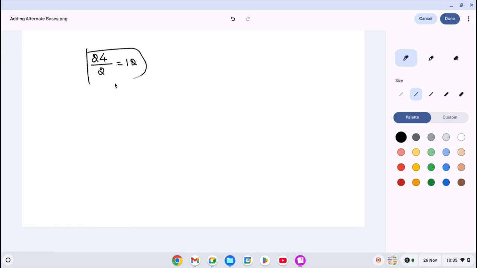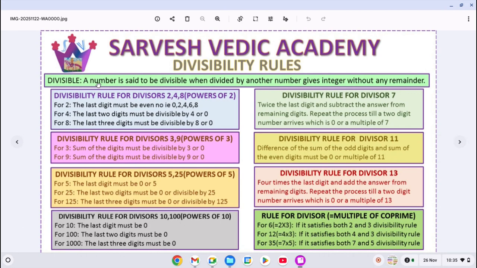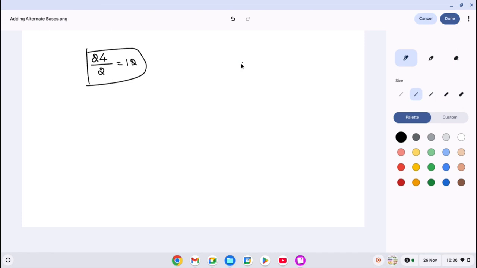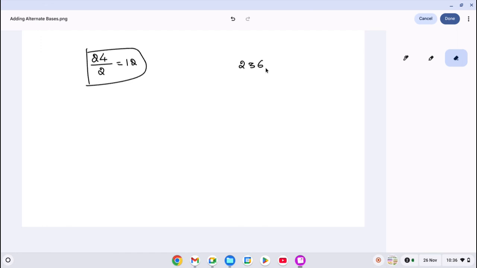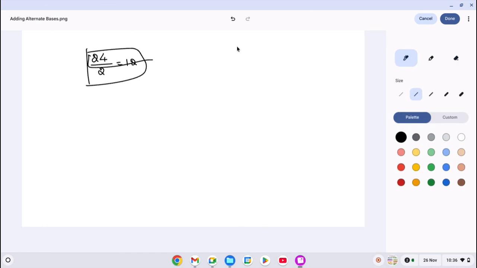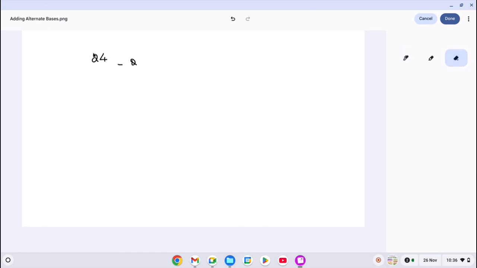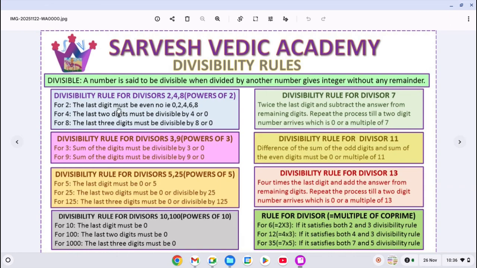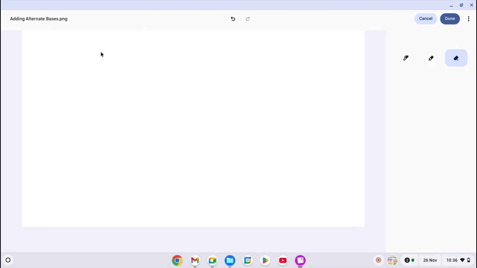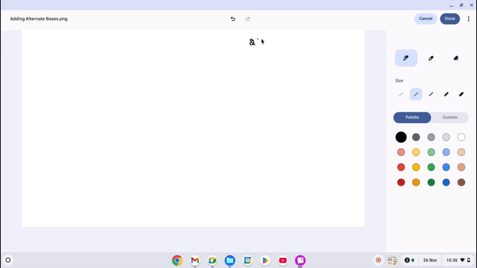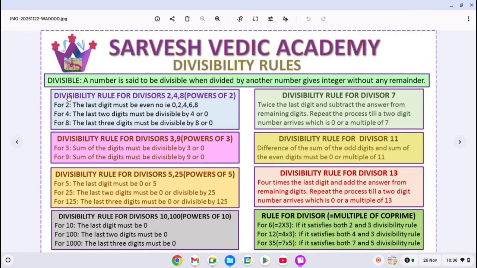Like this, we can check whether any number is divisible by another number or not. If it is divisible, meaning you got the remainder as 0, we can say that it is divisible. To check bigger numbers like 236, if you know the rules, it's very easy to know whether this number 236 is divisible by 2 or not. Okay, let me teach the divisibility rules.